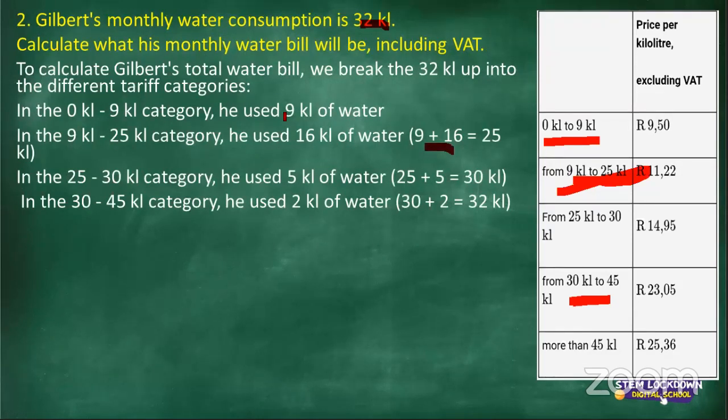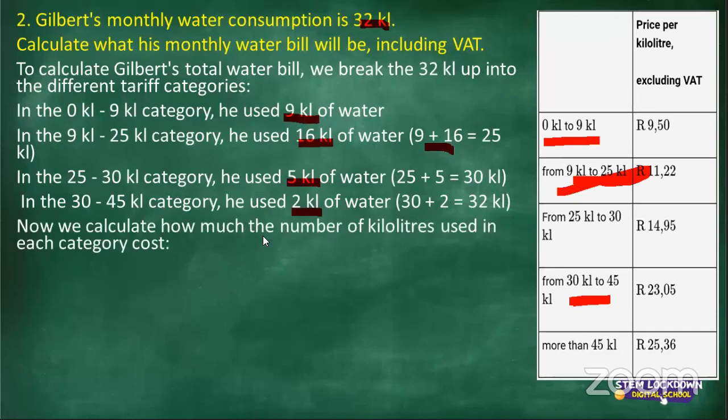We have 9 kiloliters of water, 16 kiloliters, 5 kiloliters, and 2 kiloliters. All of these kiloliters come from the different categories, and that's where our next step is coming from, where we now need to work out the cost per category. So 9 kiloliters multiplied by the 9 rand 50, which belongs in that category.